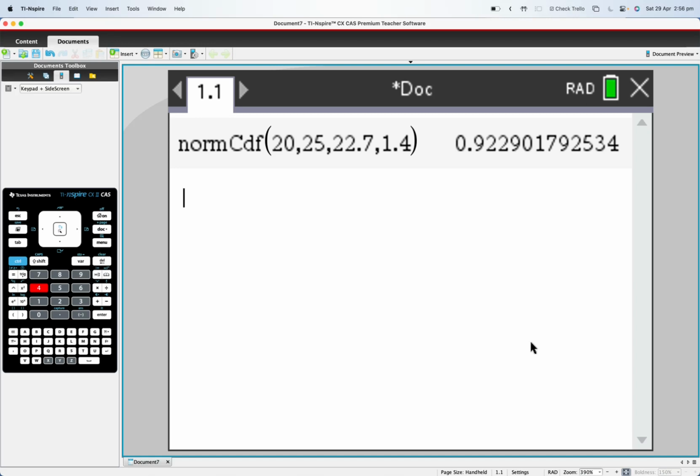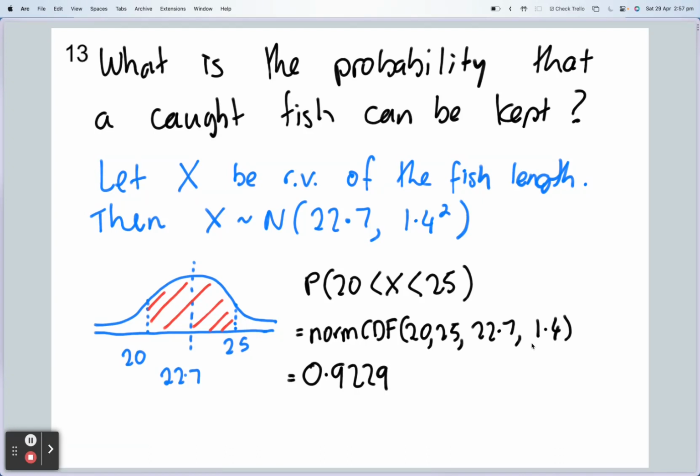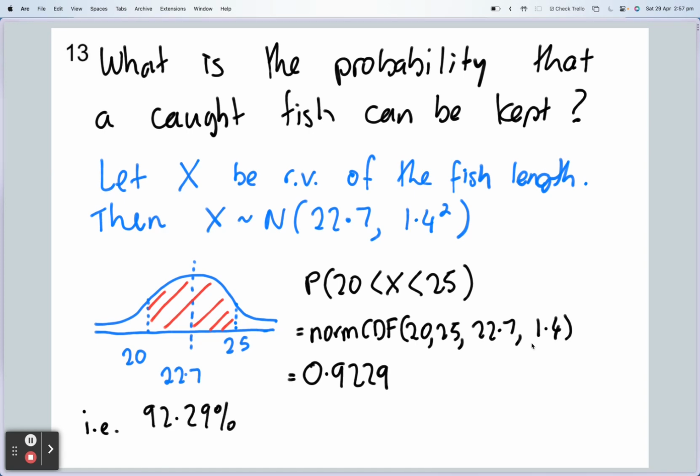And we get 0.9229, which I'm just going to write down, then I'll flick back to the whiteboard. 0.9229, and then there's a whole bunch of other decimal places. So that is the answer to our question. We could just say, i.e., a 92.29% chance. So we've got a pretty high chance of catching a fish that can be kept, which you would hope, I suppose. Alrighty, so that's a word problem. That's a solution.